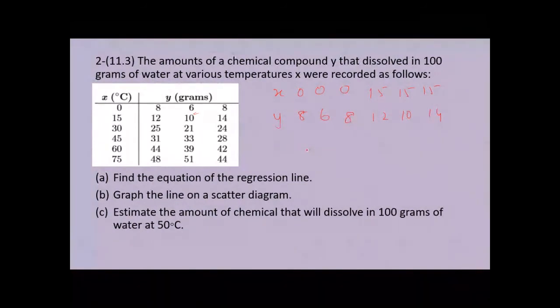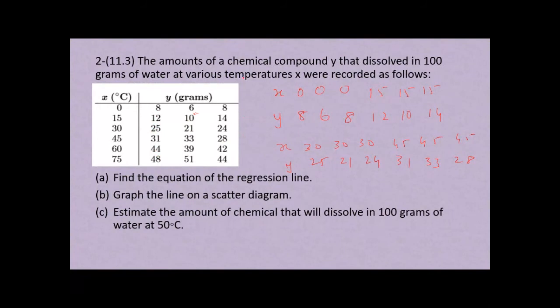Other X values are 30, 30, 30. Y values are 25, 21, 24. Here it is 45, 45, 45. 31, 33, 28. Again, totally n is, see, 3, there are 3 6s, 18. N is 18 in this problem. X and Y will have 18 values.